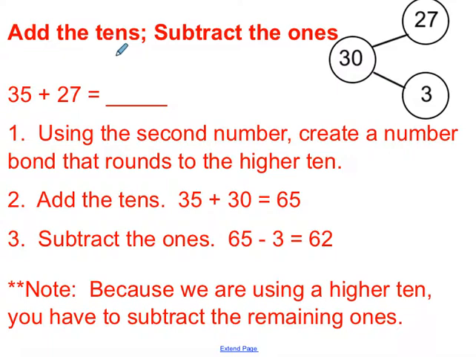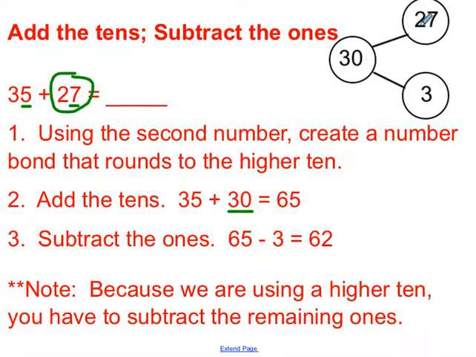Now we're going to look at add the tens, subtract the ones. In this case, again, we look at our ones, which are 5 plus 7. 5 plus 7 equals 12, and that uses regrouping. So we're still going to take our second number, but instead of breaking it into tens and ones, we're going to find the next higher 10. So 27 would round up to 30, and 27 plus 3 equals 30. Start with your 35 and add that higher 10 to get 65.